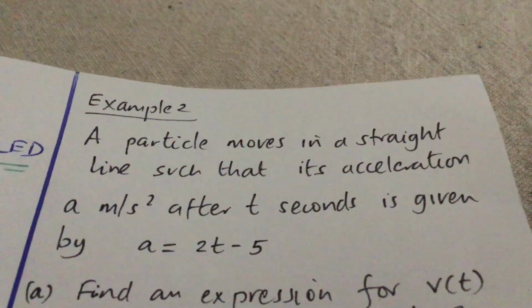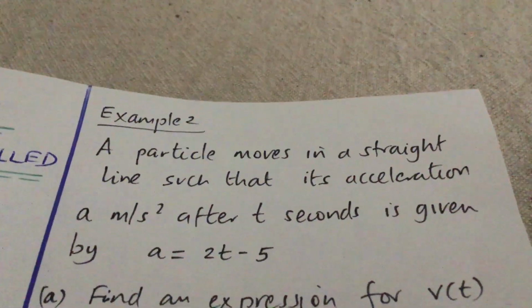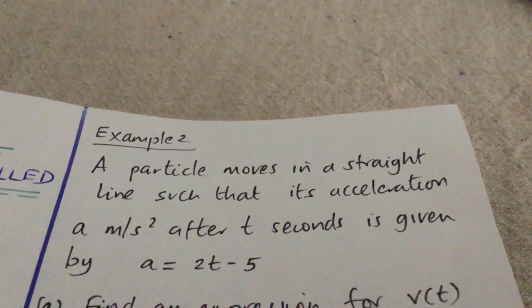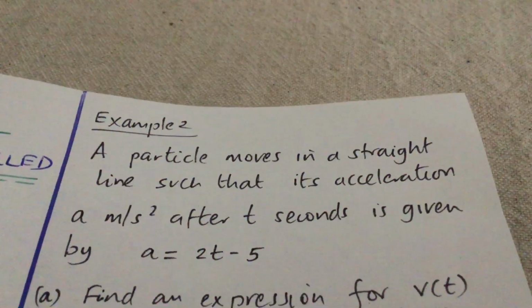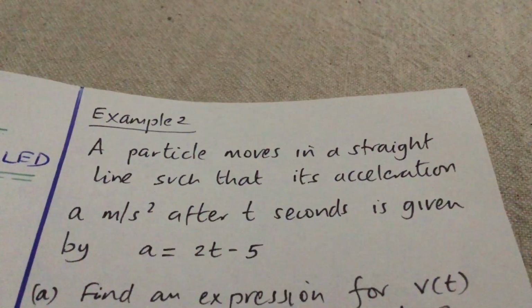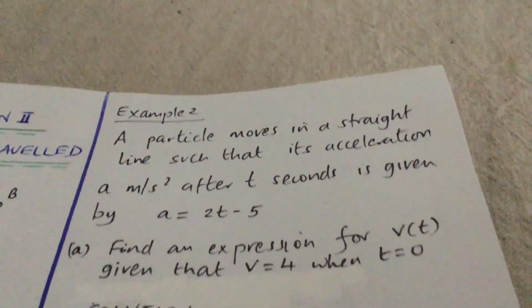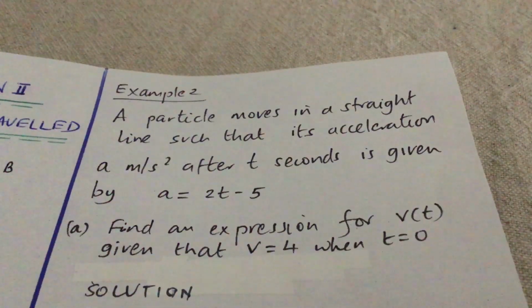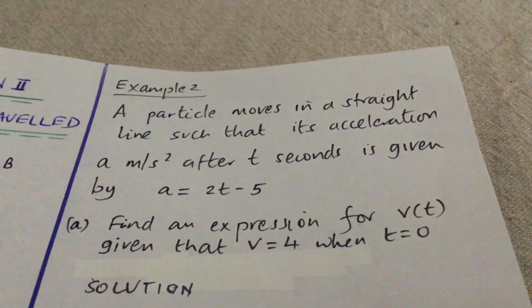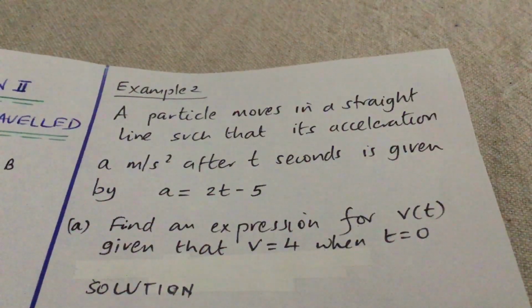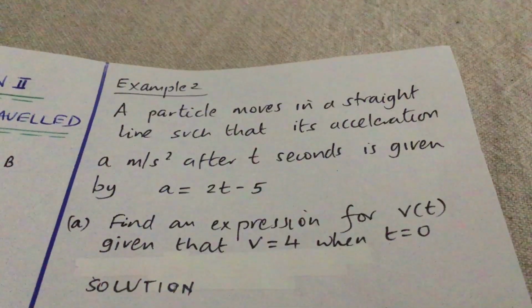So now let's take a look at the second example. A particle moves in a straight line such that its acceleration a meters per second squared after t seconds is given by a equals 2t take 5. First up, find an expression for the velocity given the initial conditions. v is 4 when t is 0.